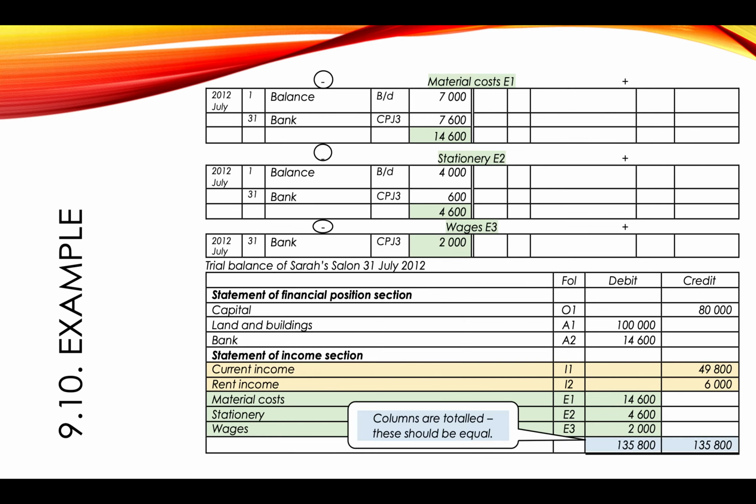Once you've entered all the totals in from the general ledger, you can then total the debit column to get a total of 135,800, and you add all the figures together in the credit column and you'll see that the amount should be exactly the same. The fact that we've got two amounts that are equal means there shouldn't be any mistakes and we can finish the month happy.